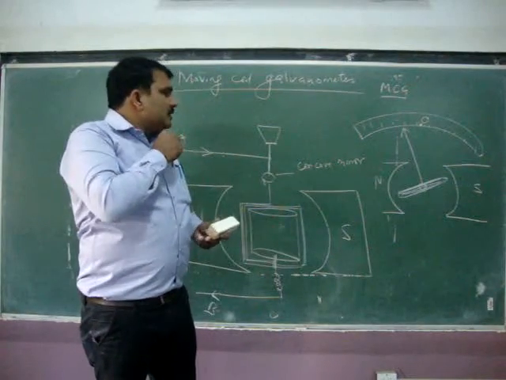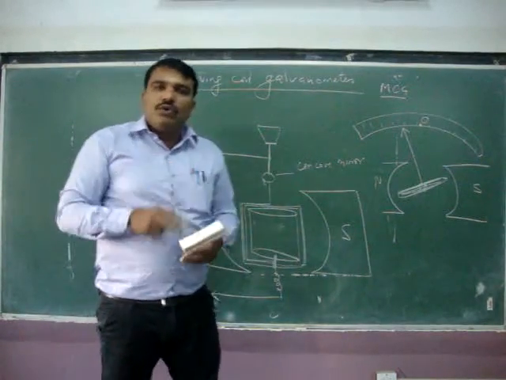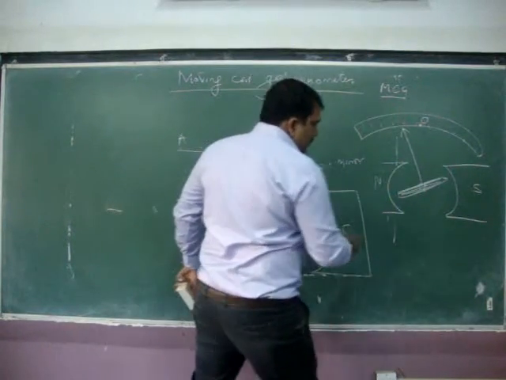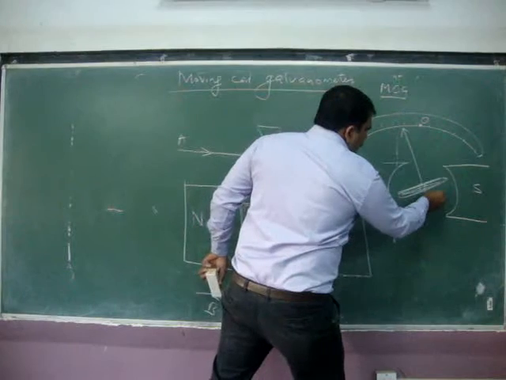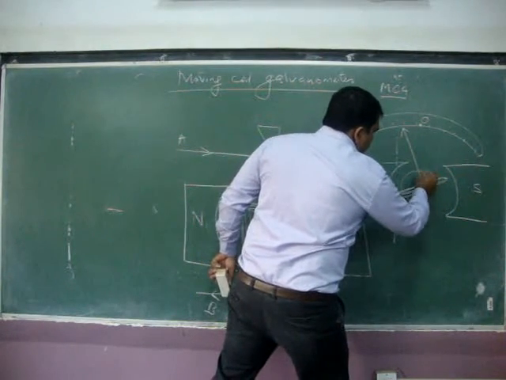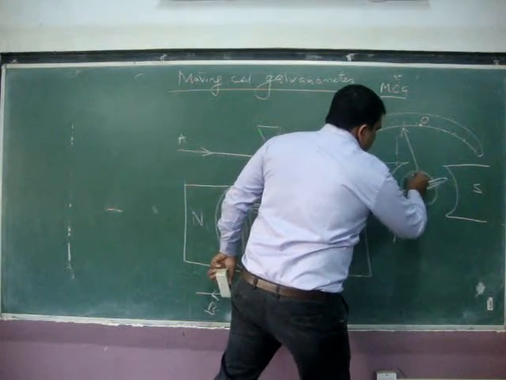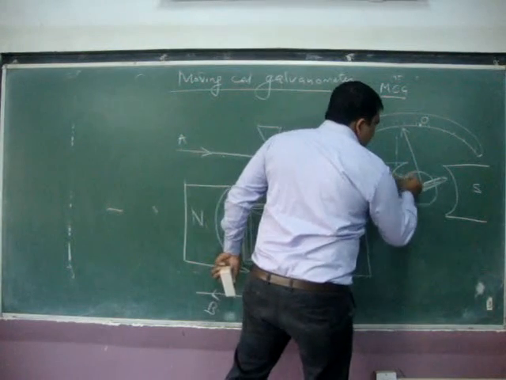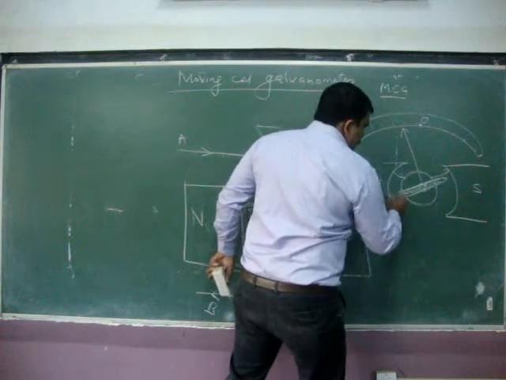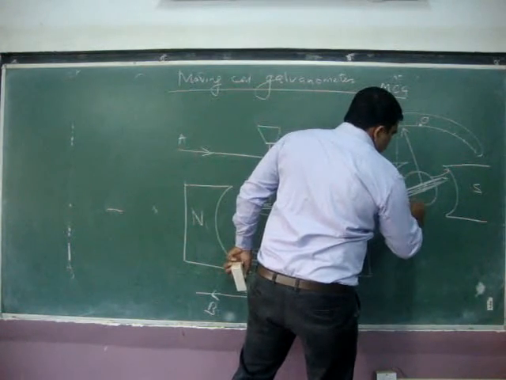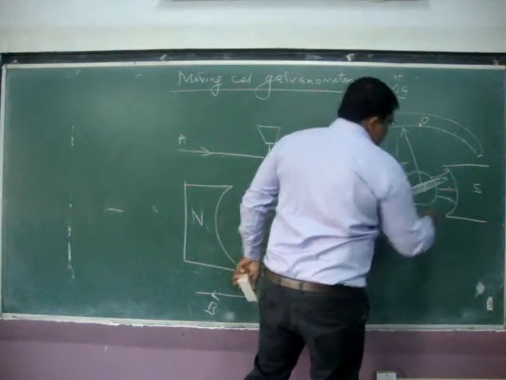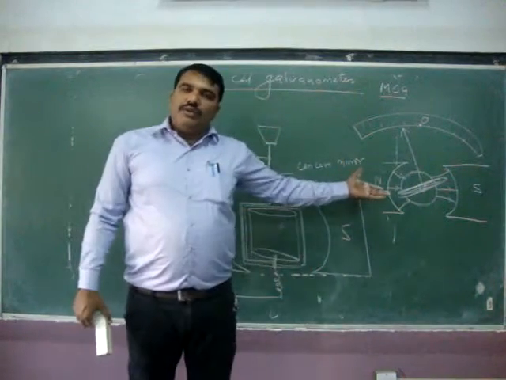So galvanometer, this is your diagram ready. Now you can show here your soft iron core also. There was a soft iron core that I had forgotten here. This soft iron core is used to make the magnetic field radial. Using this soft iron core, you can make a radial magnetic field like this. So this is the moving coil galvanometer.